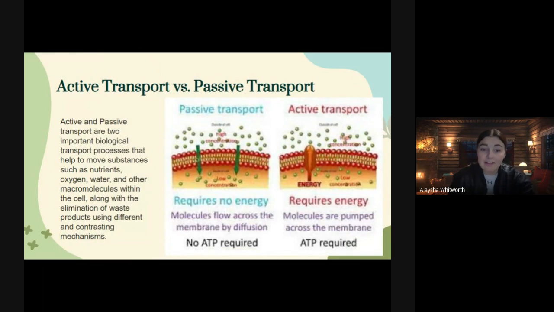You need to know active versus passive transport. They're two important biological processes that help move substances such as nutrients, oxygen, water, and other macromolecules within the cell, along with the elimination of waste products. So waste has to travel in and out of cells, and that's super important. Passive transport does not require energy, and that's the big thing. So molecules flow across the membrane by diffusion, whereas active transport requires a lot of energy, and they're actually pumped across the membrane.